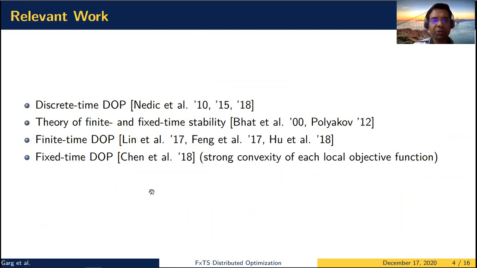So the distributed optimization problem has been solved, particularly in discrete time, by this particular group for the last 10, 12 years. More recently, utilizing the theory of finite and fixed time stability, a lot of people have started working on continuous time algorithms with finite and fixed time convergent results in the distributed optimization problems. Particularly this work by Chen, which came out in 2018, they propose a fixed time algorithm, but they assume that individual objective functions at each node are strongly convex in themselves.